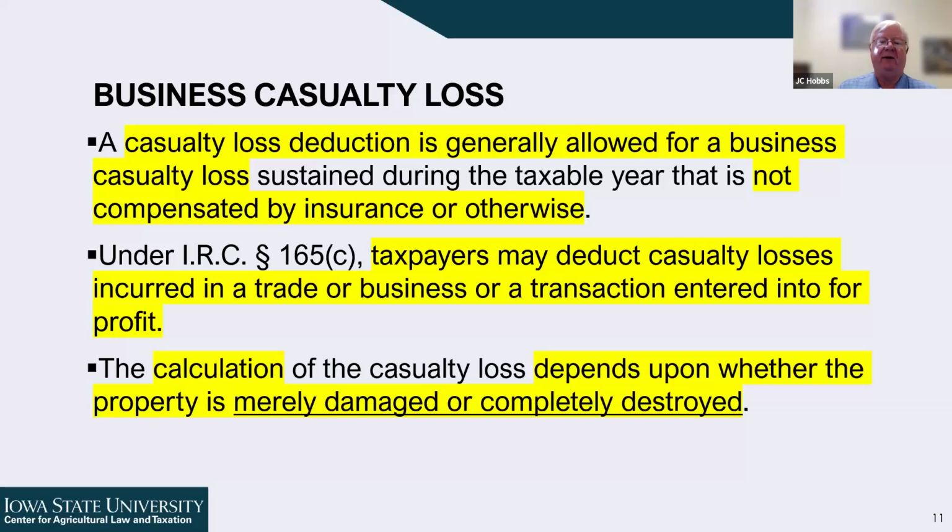So though property is damaged or destroyed, the taxpayer is allowed to deduct that casualty loss incurred in that trade or business or any transaction entered into for a profit. So as long as we have a profit motive, there's a good chance that that's a business casualty loss. And that calculation depends upon whether the property is merely damaged or completely destroyed. If it's damaged, we use one set of calculations, and I'll explain those. If it's completely destroyed, no longer usable, then there's a different set of calculations that do apply.